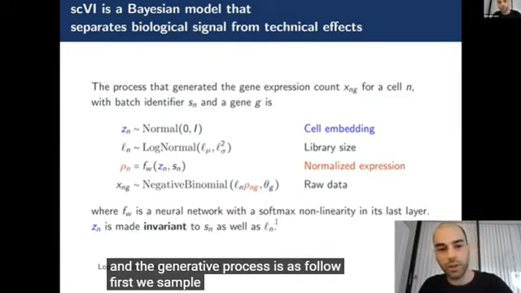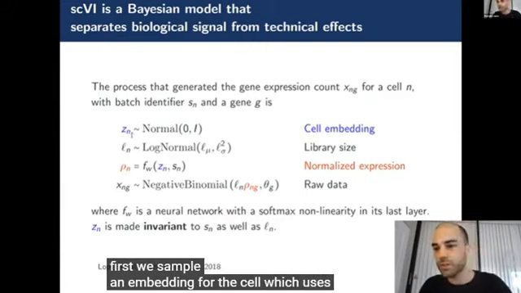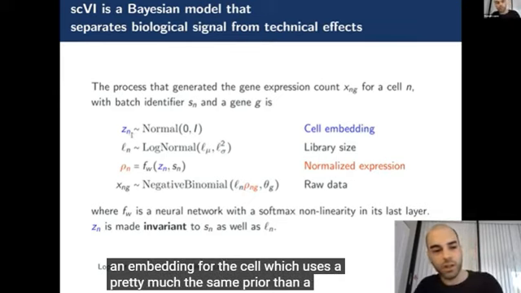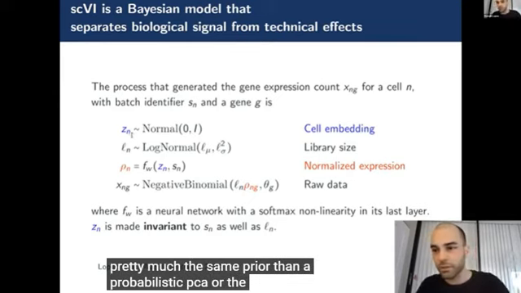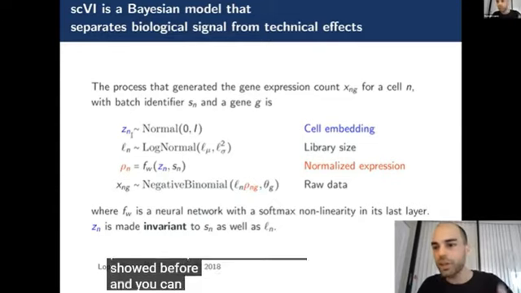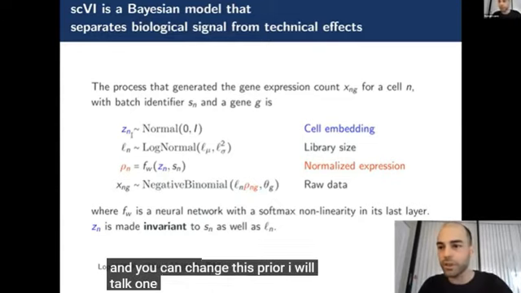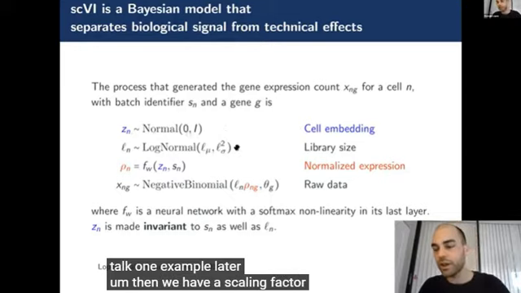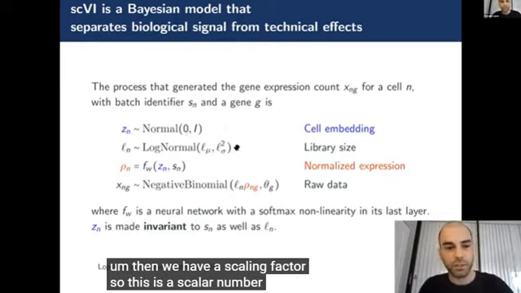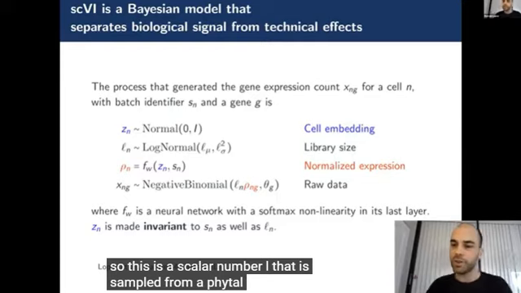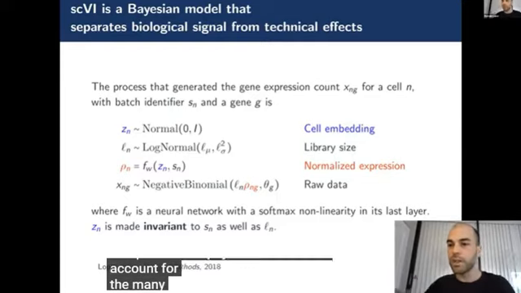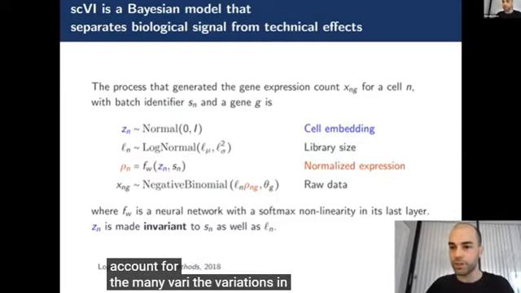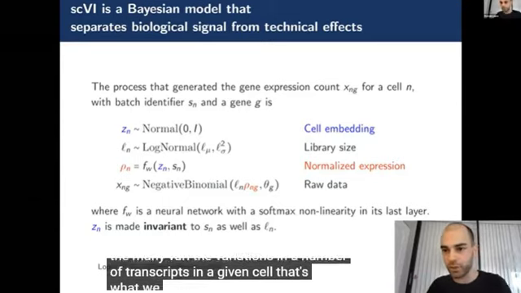First, we sample an embedding for the cell, which uses pretty much the same prior as probabilistic PCA or the other VAE I showed before. And you can change this prior. I will talk about one example later. Then we have a scaling factor. This is a scalar number L that is sampled from a fat-tail distribution to account for the many variations in the number of transcripts in a given cell. That's what we call the library size.